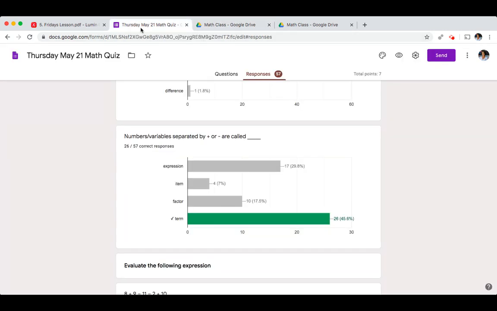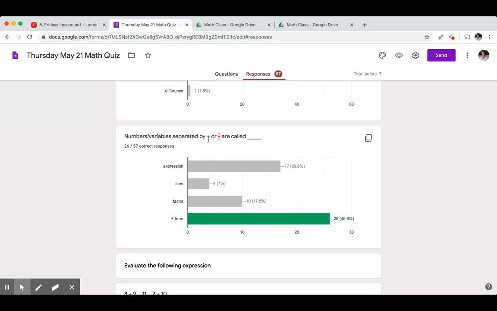Before we start with our problem-solving task today, we're going to go over a question that we had some difficulty on yesterday. Yesterday, you needed to identify what numbers and variables are called when they're separated by a plus sign or a minus sign. These are called terms. Terms are separated by addition or subtraction signs. This is something that we went over in the very first lesson in our new unit, which was about 16 lessons ago.